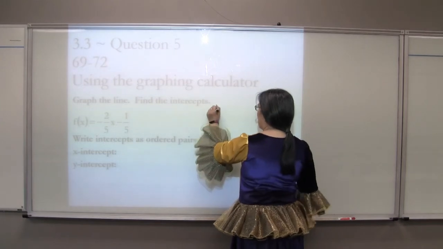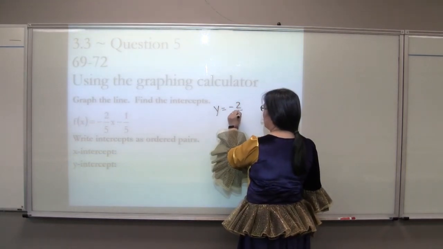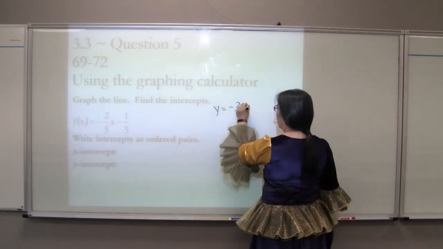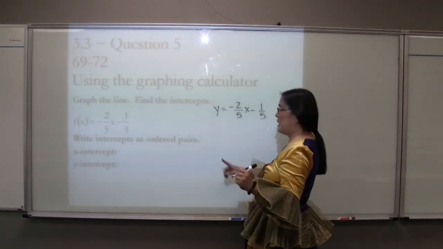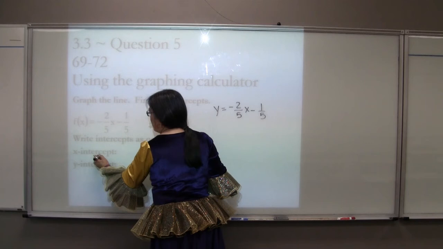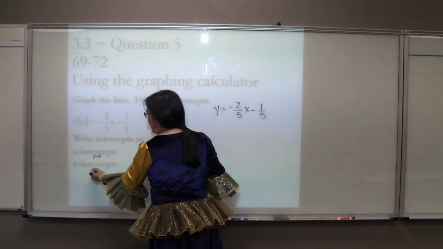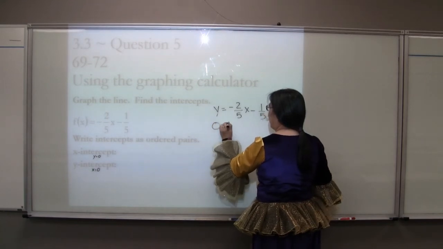So f of x is also known as y equals -2/5 x, -1/5. Notice how I move that negative up so I don't forget it. If you remember, the x-intercept means that you're going to plug in that y = 0. And the y-intercept, you're going to plug in x = 0. So y is equal to 0. I'm going to plug in a 0 there.